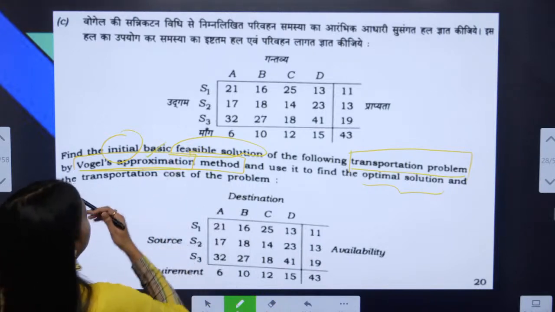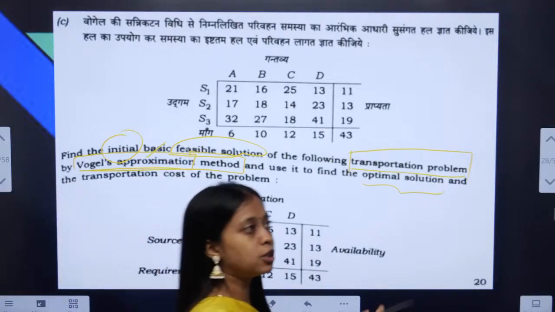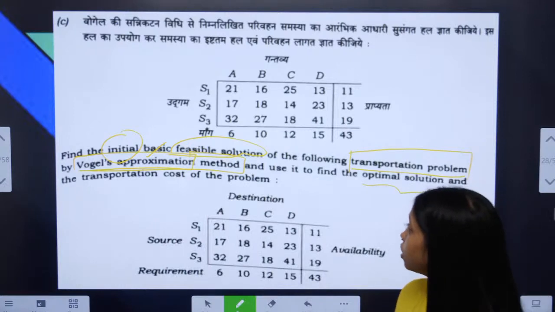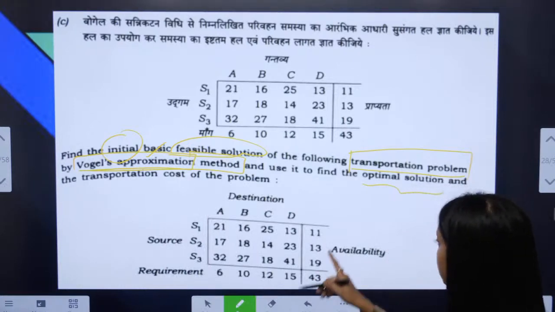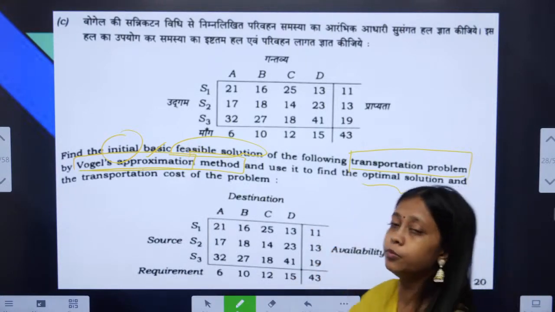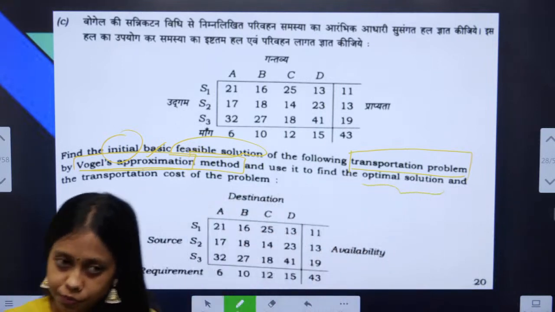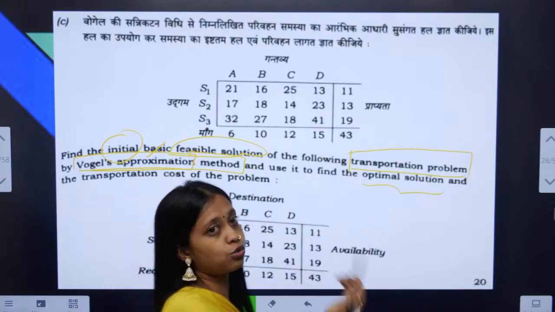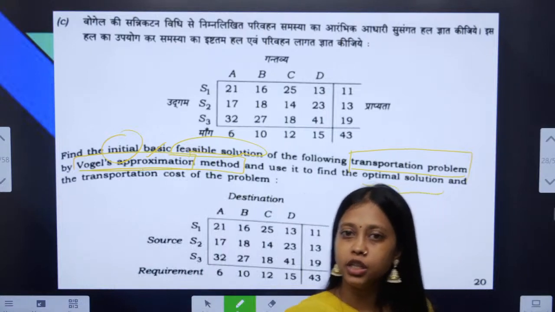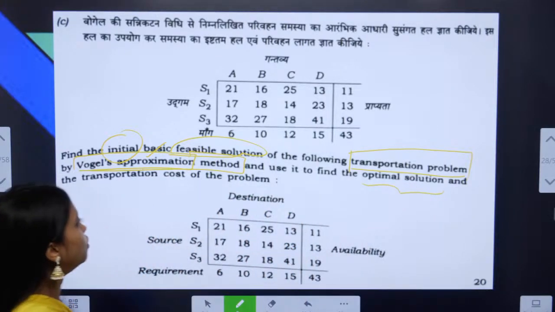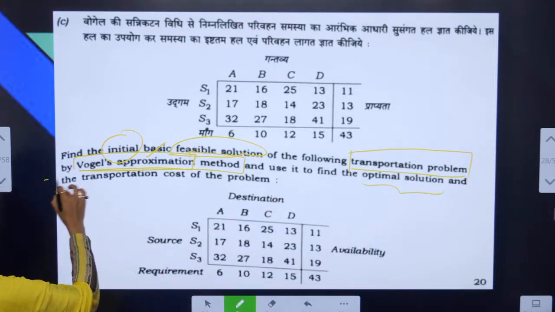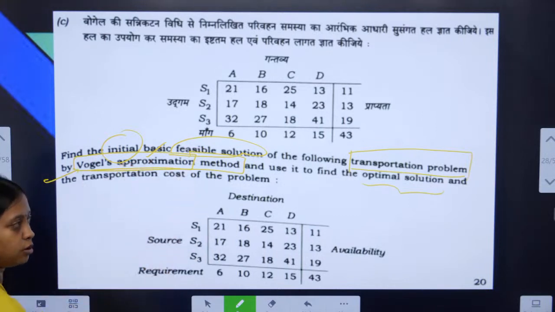Basically, you find the difference between the smallest cost and the next to the smallest in each row and each column, and you continue to make the table to find your initial basic feasible solution.